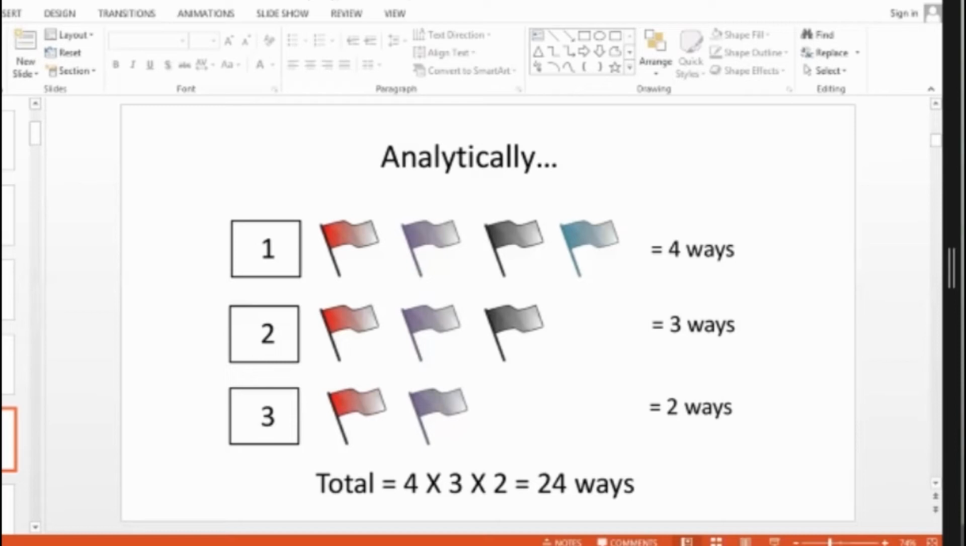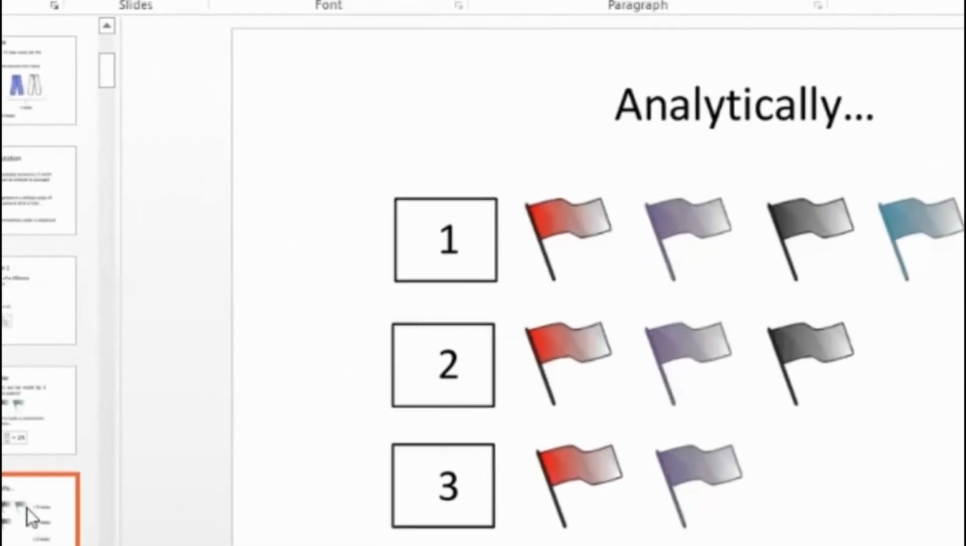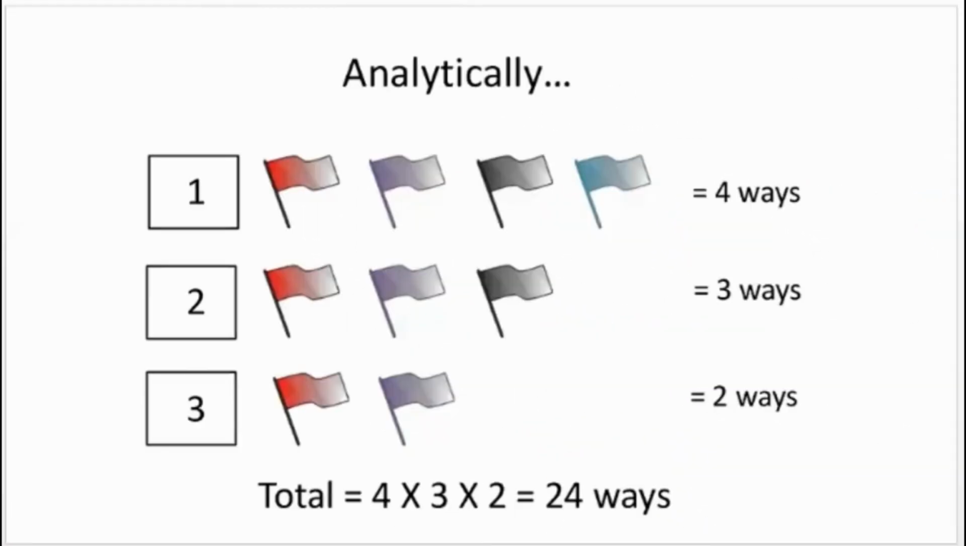So I can already fill the first box, right? I already filled it with the first flag. So how many flags are remaining? Already 1 flag is chosen. So now I have only 3 flags because the first flag is already occupied. I already used, or allocated, it, right? So I have no option to use the same flag again and again, right?